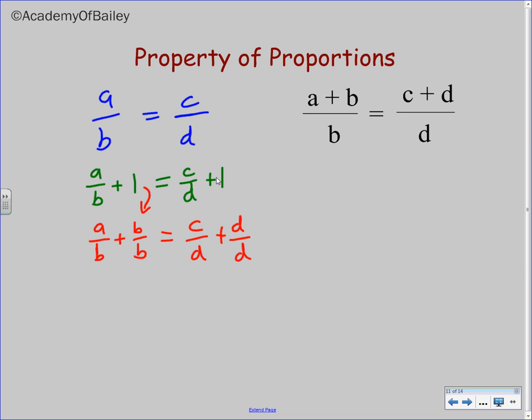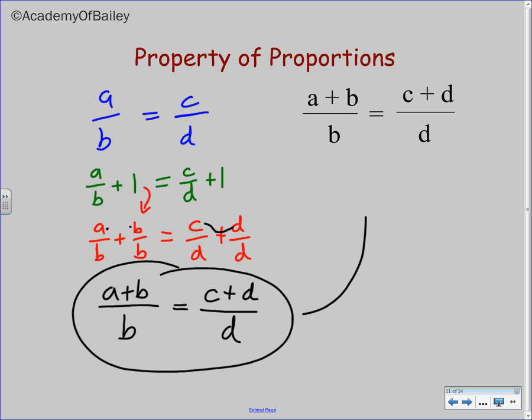And so from here, let's just combine like terms. A plus B gives us A plus B, and on the bottom, you have a denominator. And on top here, C plus D, and on the bottom, the denominator. And so if you look at what we have here compared to the conclusion, that's how we get from the hypothesis clear down to the conclusion.